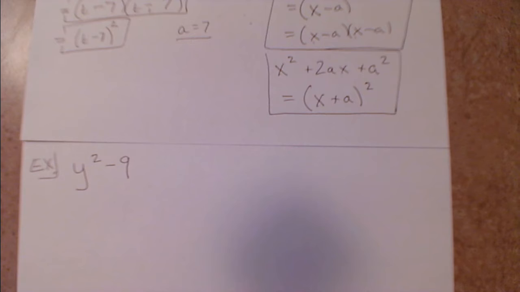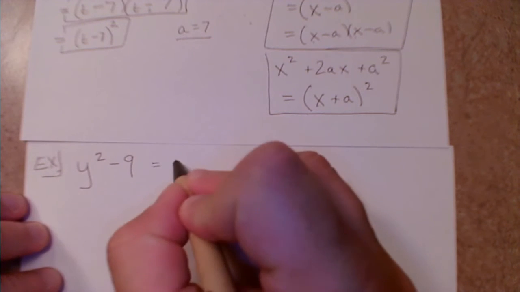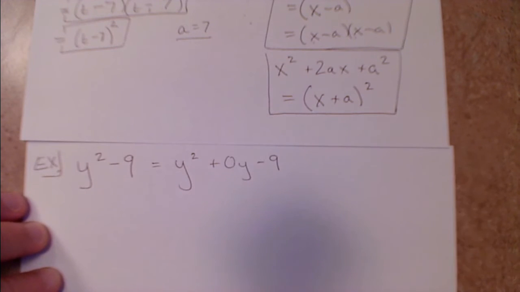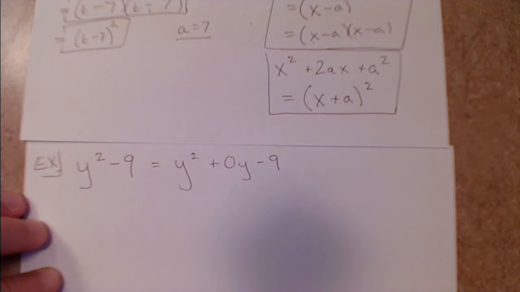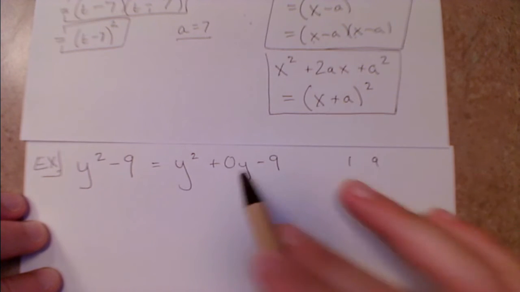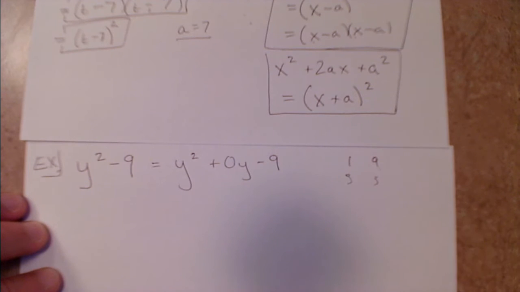All right, as long as we're doing examples, we might as well do another one. We got y squared minus 9. Now, what may be confusing about this is we don't have a y in the middle. I mean, we do. It's actually y squared plus 0y minus 9. Remember, 0 times whatever is 0, so there you go. All right, so let's write down the factors of 9. We got 1 and 9. Those are not going to add or subtract to give me 0, so we move on. 2 doesn't go into 9. 3 does. 3 times 3.